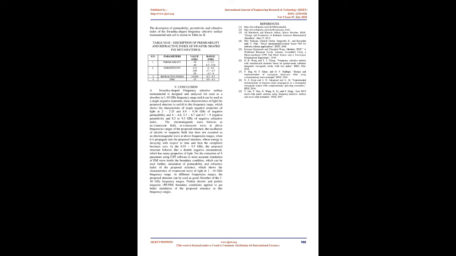The electromagnetic wave behaves as an evanescent field, or evanescent wave, at the above frequency ranges of the proposed structure, the oscillation of electric or magnetic field that does not occur as an electromagnetic wave at the above frequency ranges, when it is propagated into the proposed structure, whose energy is decaying with respect to time and then completely becomes zero. In the 8.9 to 9.3 GHz range, the proposed structure behaves like a double negative metamaterial, which has many properties of light.